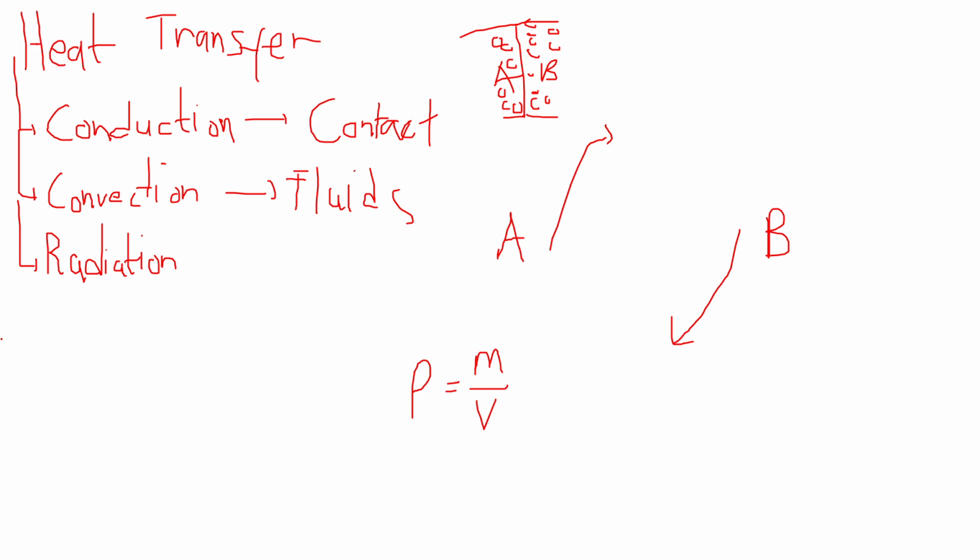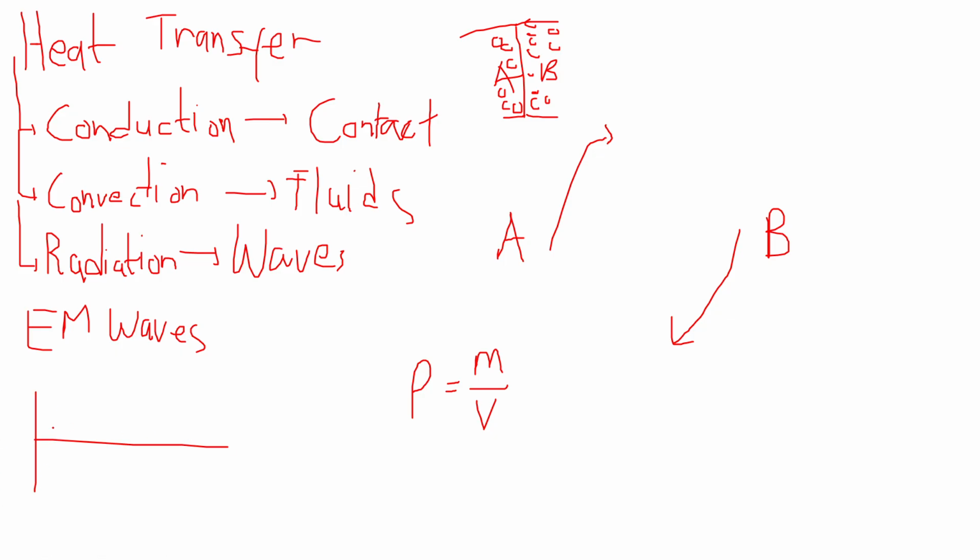And radiation: the heat is transferred by waves, EM waves. What are EM waves? I'm not sure, we'll talk about this later. Basically, they don't need a medium to travel through. They can travel through anything, like light. Light is technically an EM wave, and every EM wave travels at the speed of light. EM stands for electromagnetic.